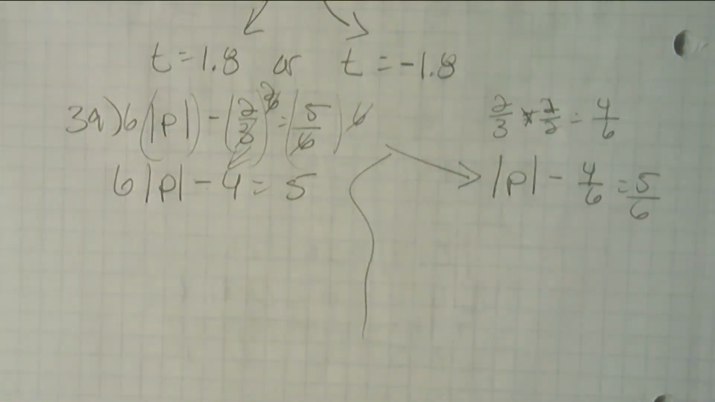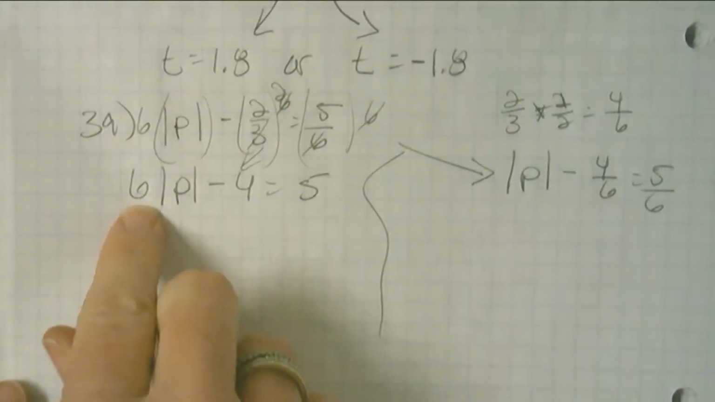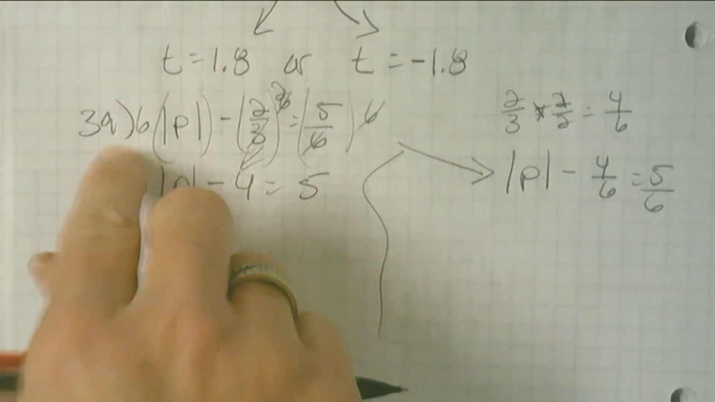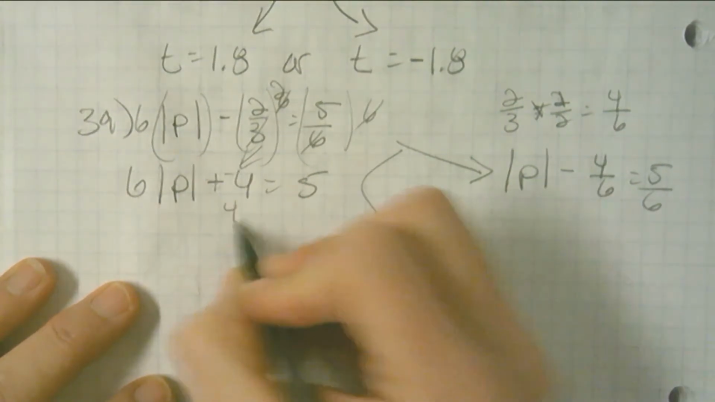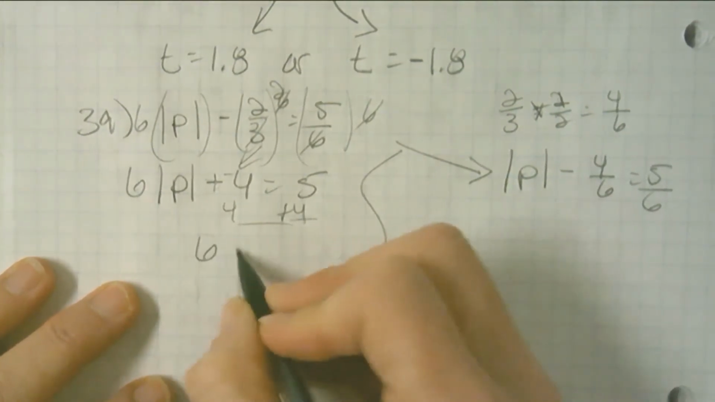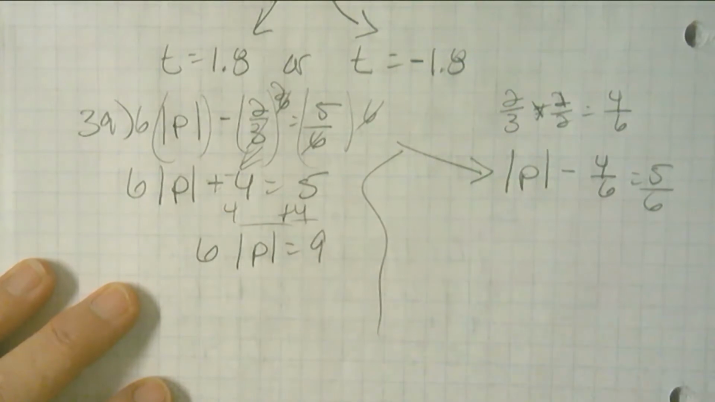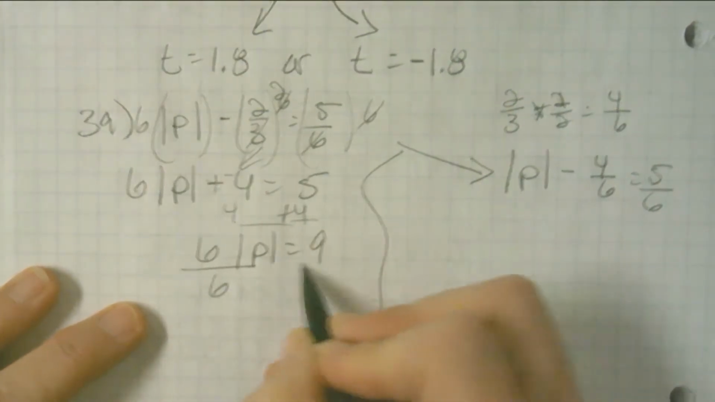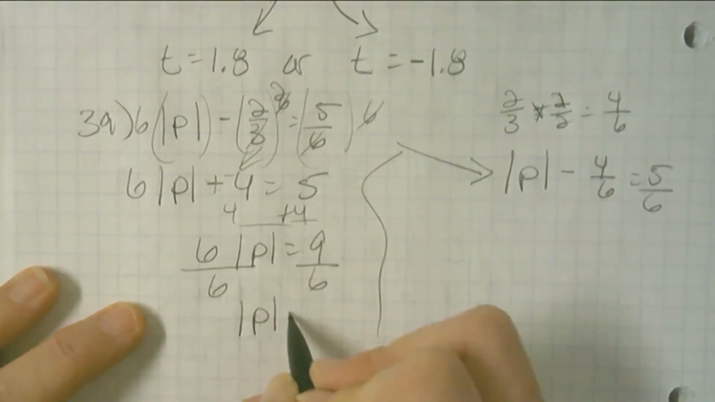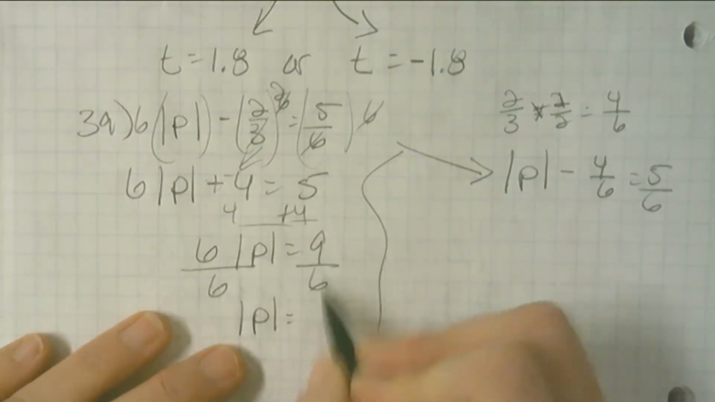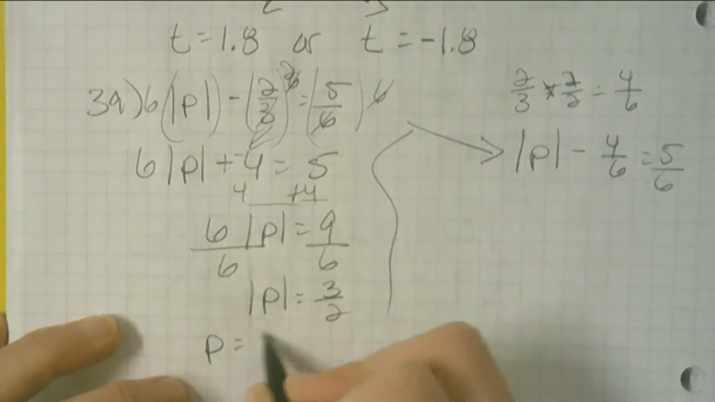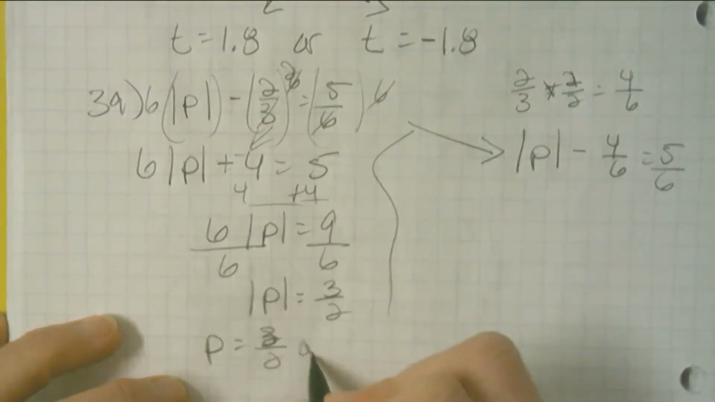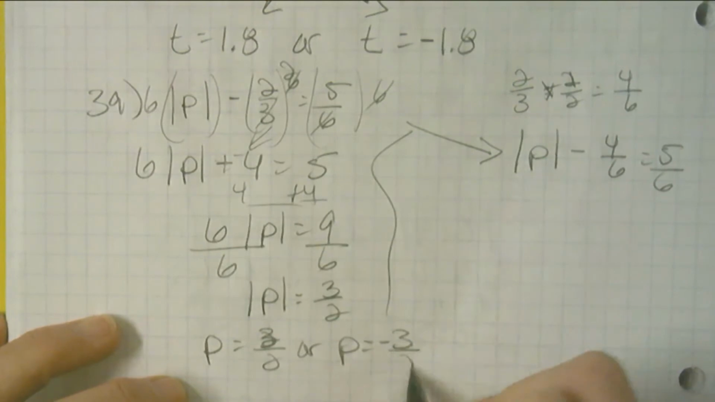How many of you guys thought to clear fractions? Awesome. So I'll finish that. The one thing to remember with clearing fractions is you have to keep that 6 outside the absolute value. All right, so now I'm just going to add a 4 to both sides. I have 6 times the absolute value of p is equal to 9. I'm going to divide each side by 6, and I have the absolute value of p is equal to 3/2. And then from there I split it. P is equal to 3/2, or P is equal to a negative 3/2.